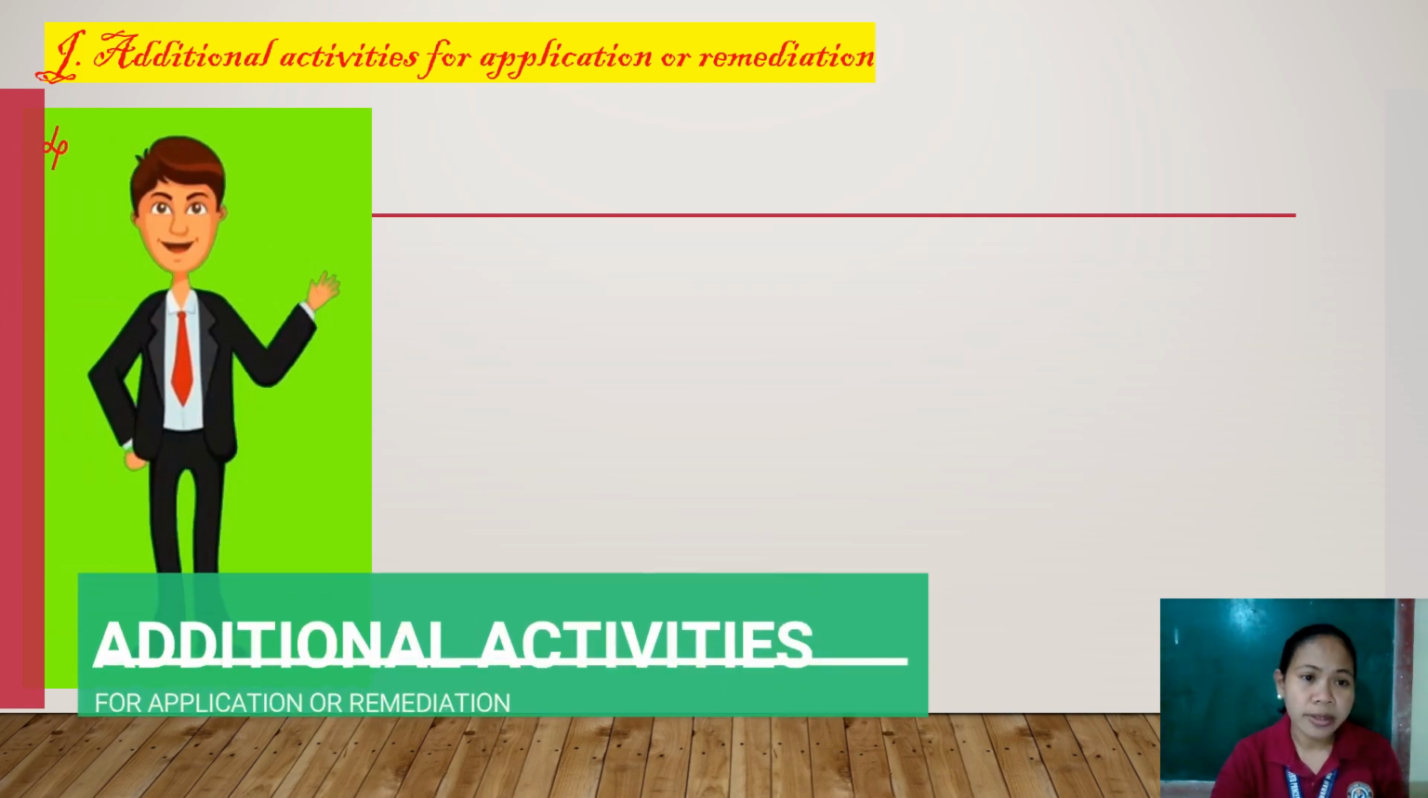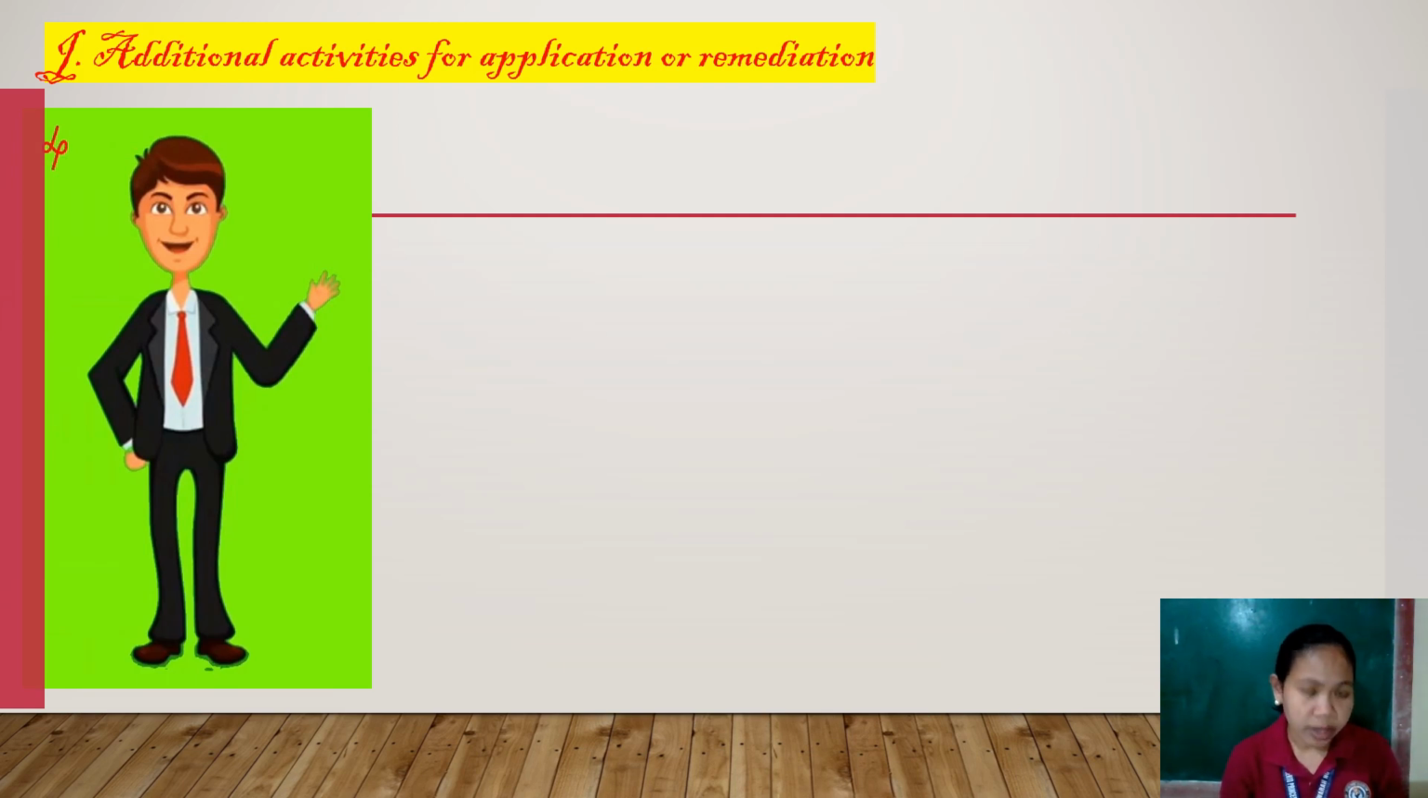And the last one, additional activities for application or remediation. In remediation, the focus is on the learners who have not attained 75% mastery level. Therefore, the content of the questions is simpler, which ensures every learner masters the lesson. So, our objective is to meet at least 75% proficiency level, so we come up with questions that would address the learner's difficulty in understanding the lessons.